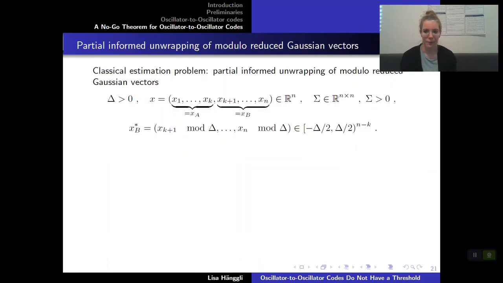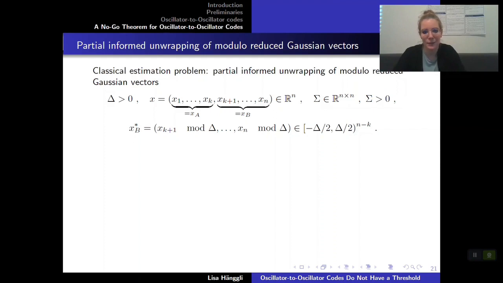Okay, so now in order to get this bound, what we use is that our problem can be reformulated as a purely classical estimation problem, which we call here partial informed unwrapping of modulo reduced Gaussian vectors. And it will be clear in a second why we chose such a complicated name.